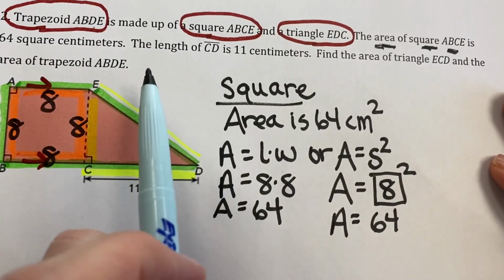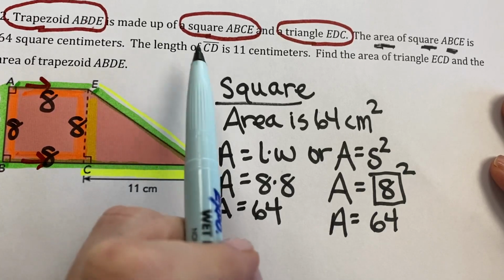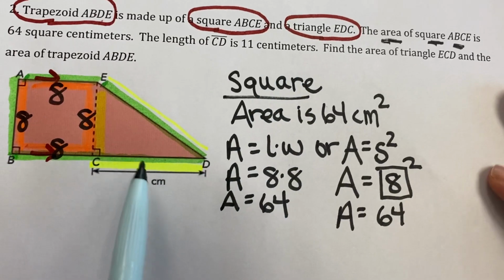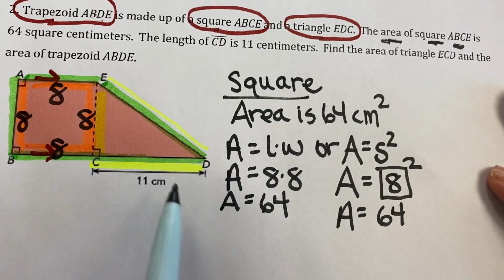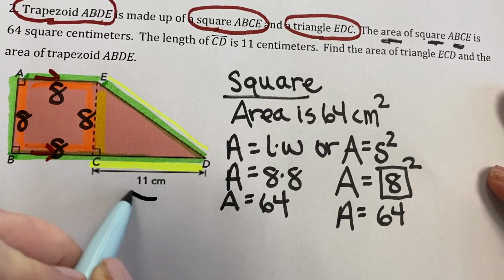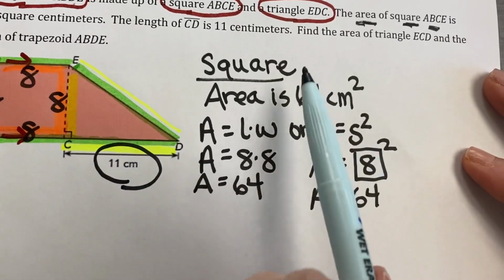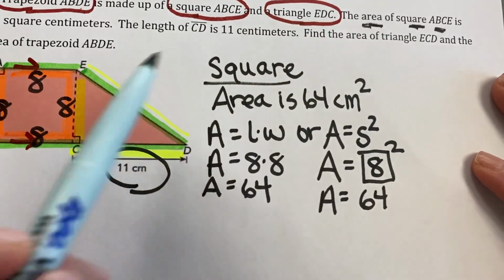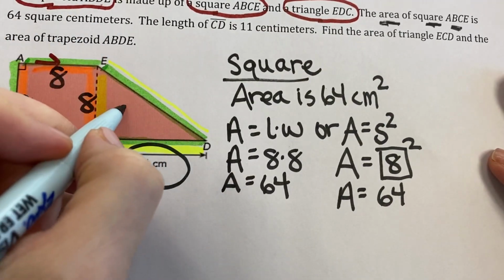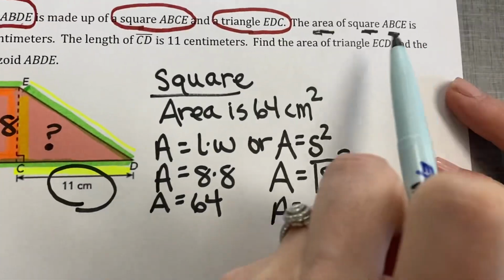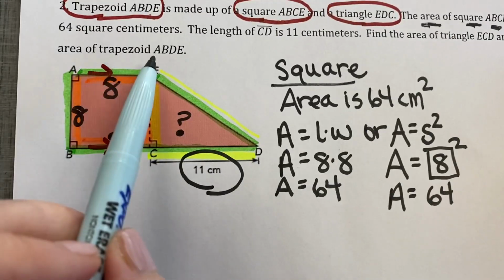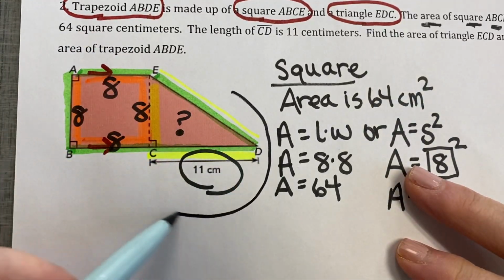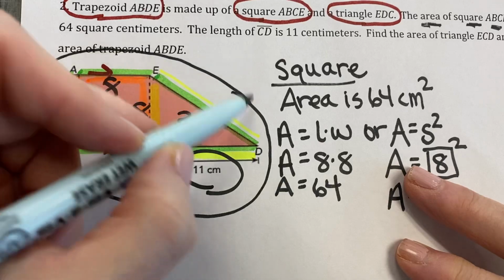Okay, let's look at the next sentence. The length of segment C to D is 11 centimeters. Okay, that's already there. C to D, marked right here as 11, got it. Here's what we were asked. Find the area of triangle ECD, so that's this guy, so we want the area of that, and the area of trapezoid ABDE. So we want like the overall area as well.